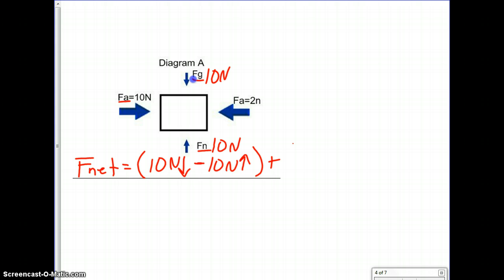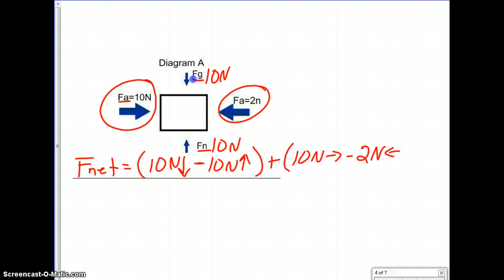Now let's look at our F of A's. We have our larger F of A, which is 10 newtons, and a smaller F of A, which is 2 newtons. Start with your larger, which is 10 newtons in that direction. And because these forces are acting in opposite directions, they're oppositional, so we're going to subtract them. We're going to take away the 10 newtons in the opposite direction.